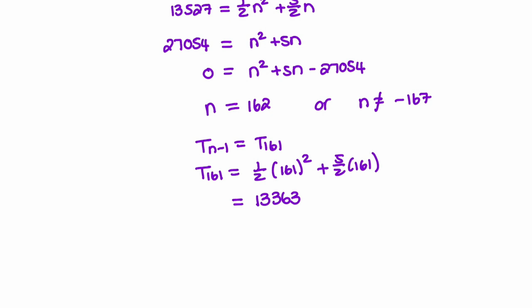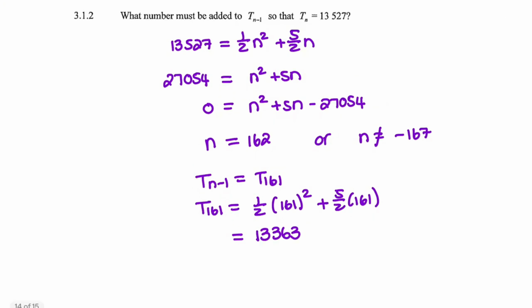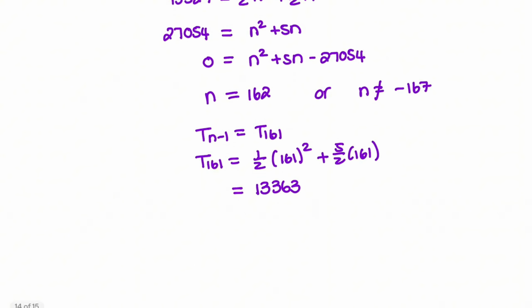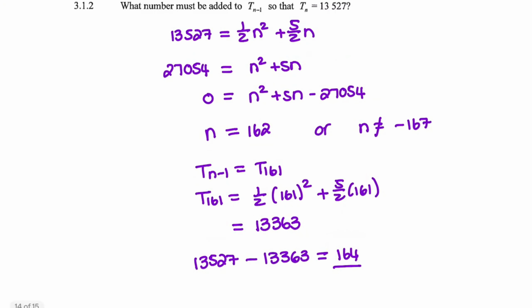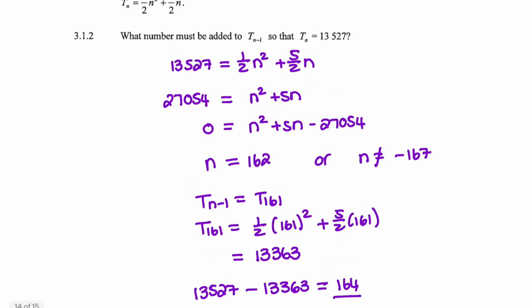13,363. And the question said, what must be added to term 161 to get to 13,527? So I simply take the difference between the two terms. So it is 13,527 minus 13,363, and that is 164. So I need to add 164 to Tn minus 1 to get to Tn.